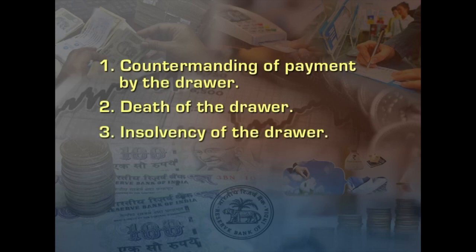3. Insolvency of the drawer. In case of insolvency of any account holder or the partner of a partnership firm or a joint account holder, or in case of bankruptcy of a partnership firm, or in case of liquidation of an incorporated company, the entire power of administration of the bank accounts vests in the court, and the court directs the official receiver or official assignee or the official liquidator, as the case may be, to act under its instructions.